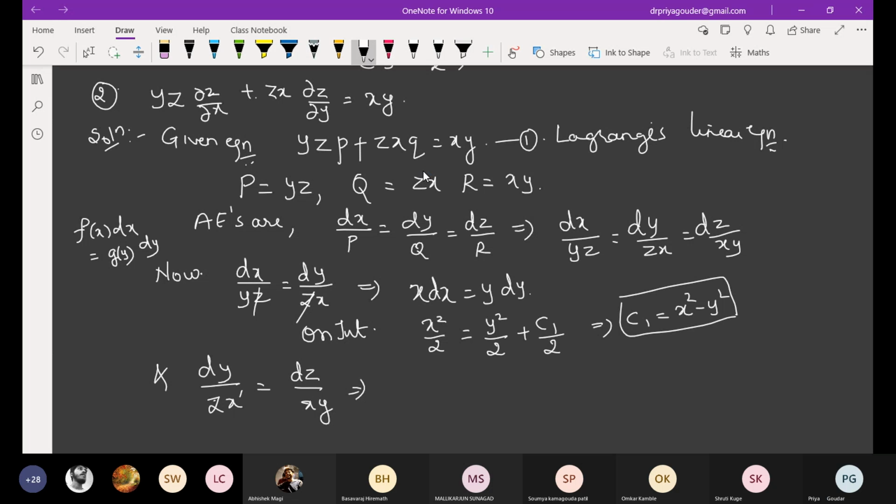X can be cancelled. Cross multiply. Y dy is equal to Z dz. What is the next step?